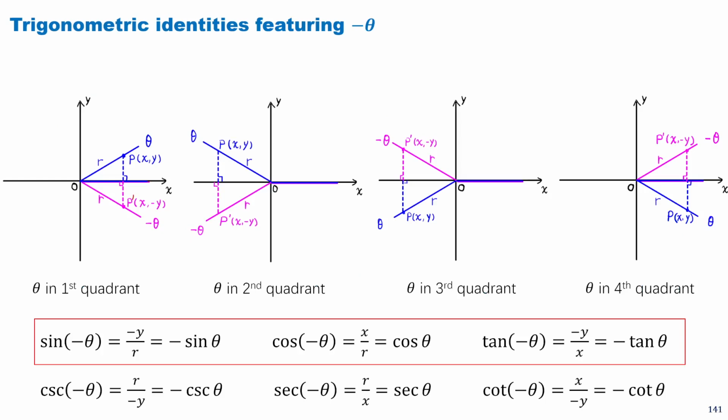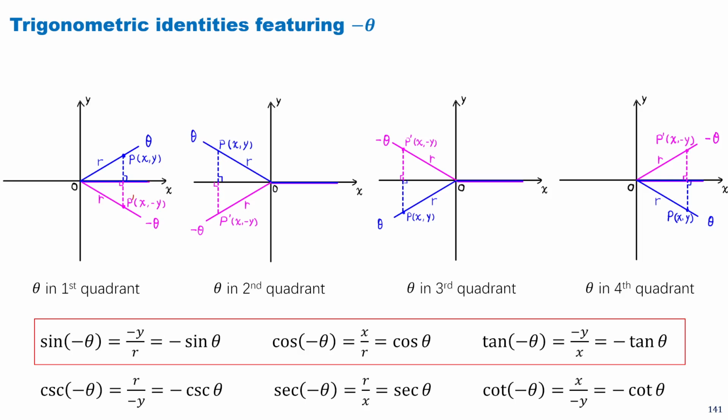So first, trigonometric identities featuring negative theta, which provides a way to evaluate any trigonometric function that includes negative theta. For example, we can easily prove sine negative theta equals negative sine theta, cosine negative theta equals cosine theta, or tangent negative theta equals negative tangent theta. So I'll give you a brief explanation here.